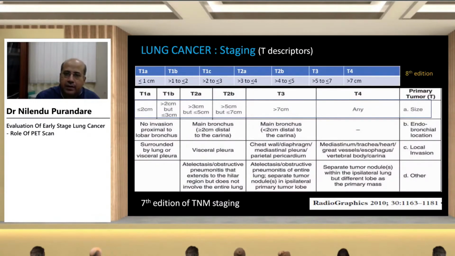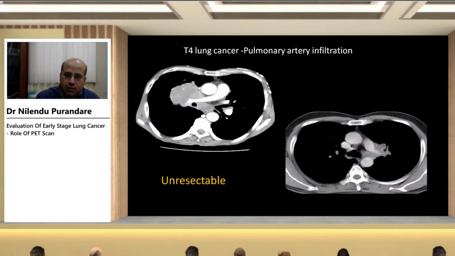Now, when you look at T staging, this is the chart of the 7th edition of TNM staging, and this is a bar which tells us about the changes which the 8th edition has brought about. When you look at T staging, all possible parameters of T staging can be studied using a contrast enhanced CT scan. For example, this is a centrally situated lung cancer which is encasing the pulmonary artery.